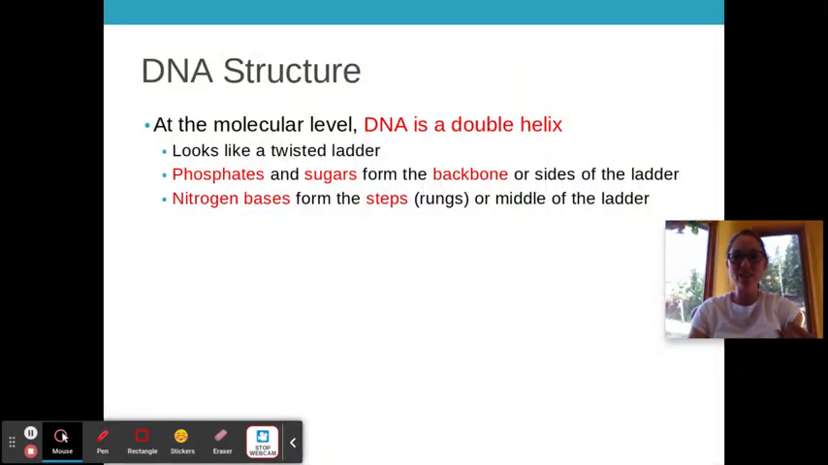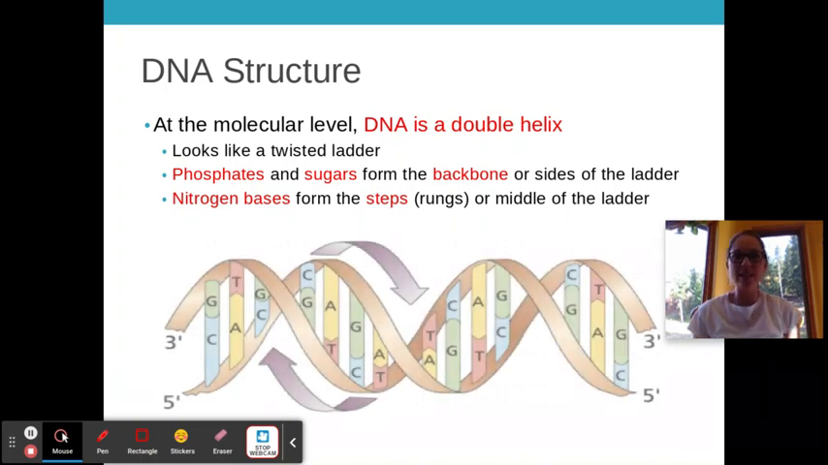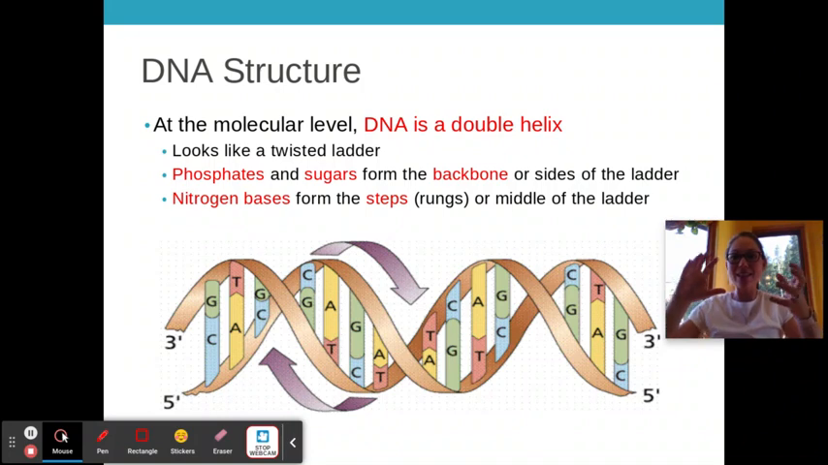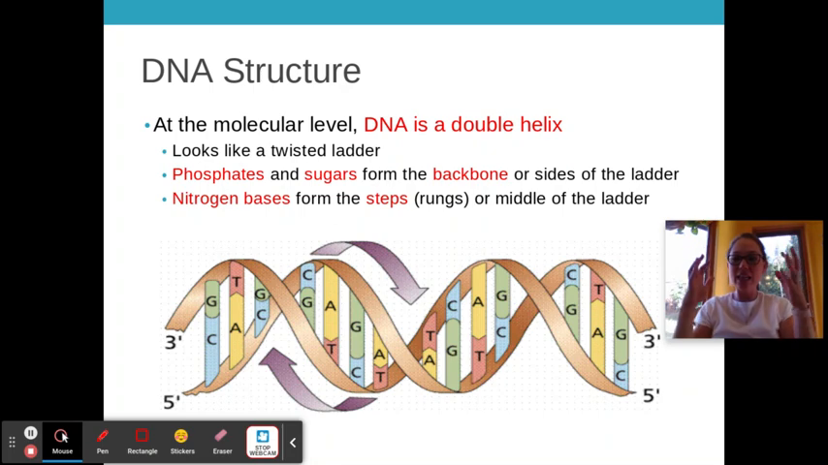Hello. So this is a lecture video on DNA structure that you can use to learn about the structure and overall function of DNA as a part of your activity for today. So when we look at DNA at the molecular level, it's described as a double helix. And so what that means is it's a twisted ladder. If we stood up a ladder, there's the sides and then there's the rungs, the steps in the middle. And so DNA has that similar structure.